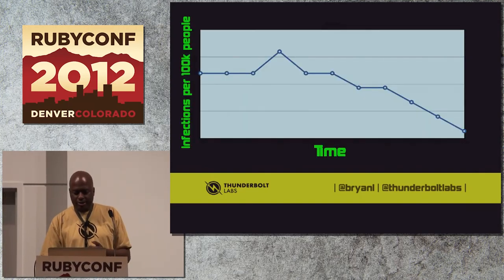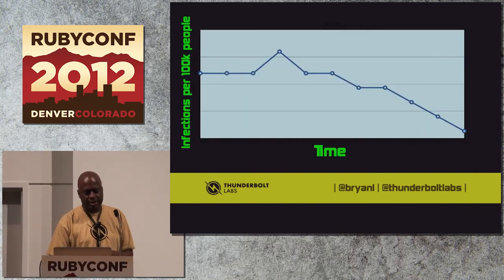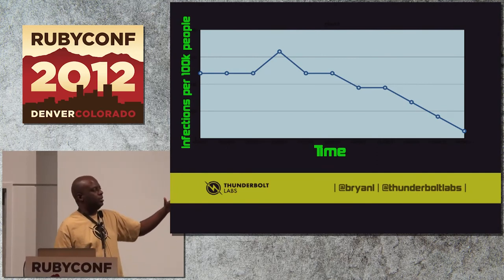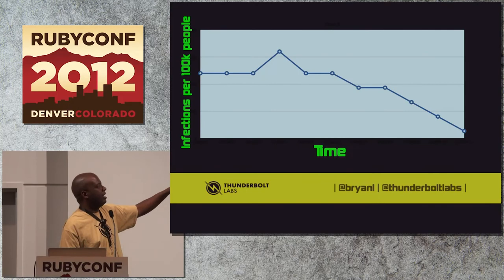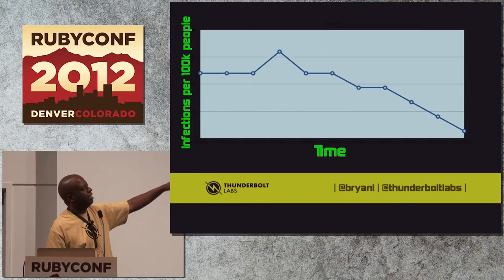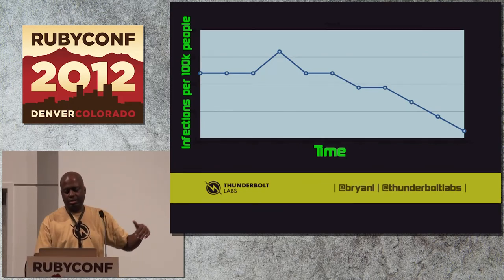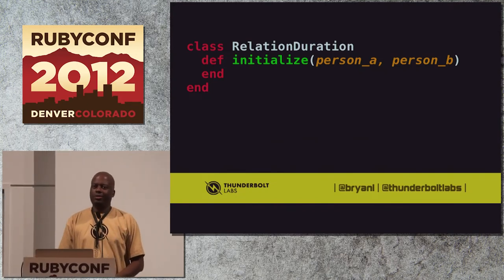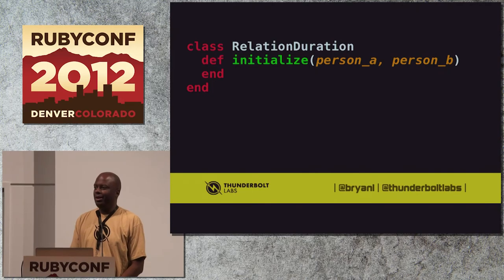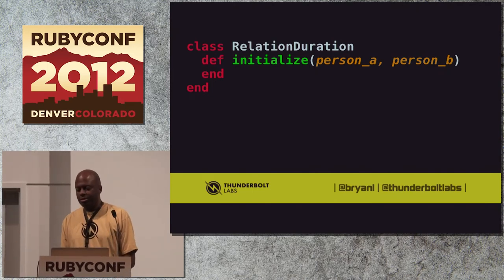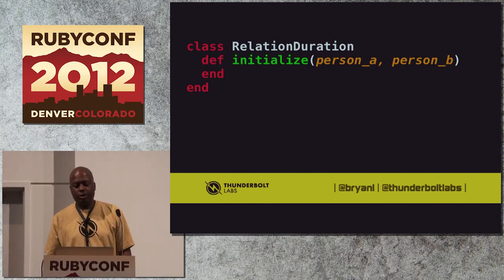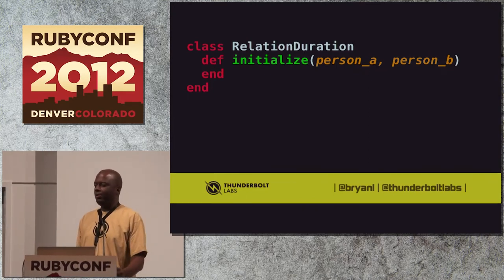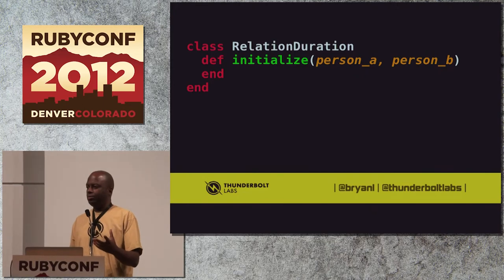So here's a graph. Because I've observed this, this is what I expect my data to look like. Infections per 1,000 people over time should have a slope that looks like this. Unfortunately, I really wish I could share this code with you guys, but I'm just going to talk about it. One of the value adds that Thunderbolt is working on is that we are actually working on a machine learning project in Ruby. I don't hear a lot of people doing actual machine learning in Ruby.